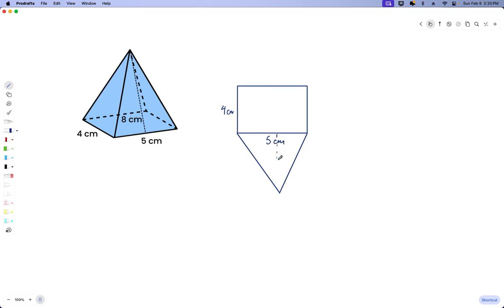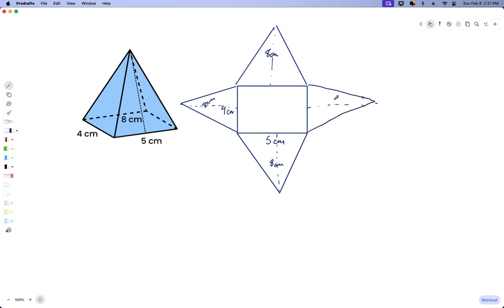So this is going to be 8 centimeters tall. This one is going to be 8 centimeters tall. This one is going to be 8 centimeters tall. And this triangle is going to be 8 centimeters tall. Now, if this side is 5 centimeters, then its parallel side, the one opposite, is going to be 5 centimeters also. And if this side is 4 centimeters, then its parallel side, the one opposite, is going to be 4 centimeters also.